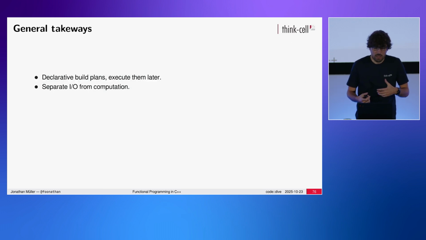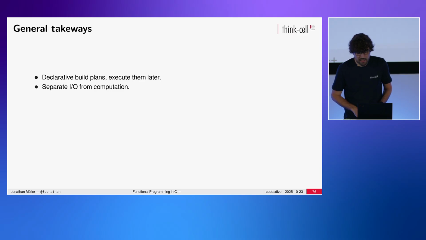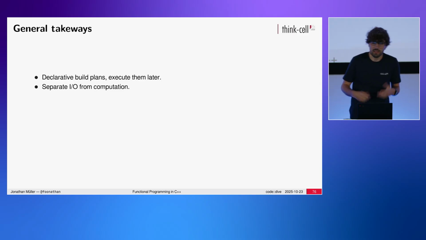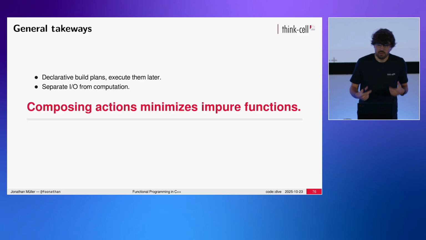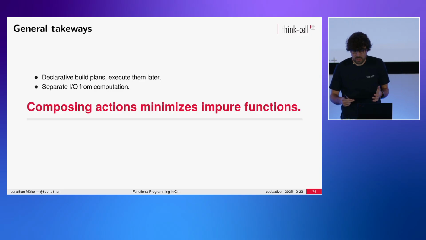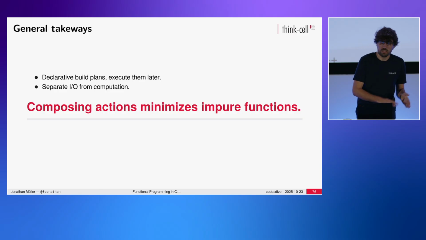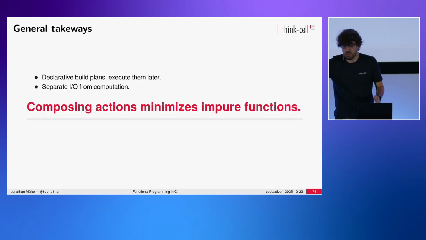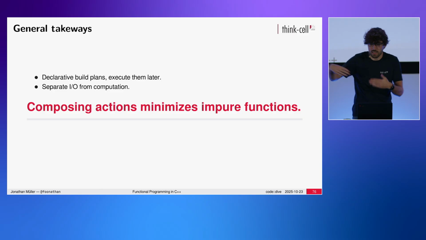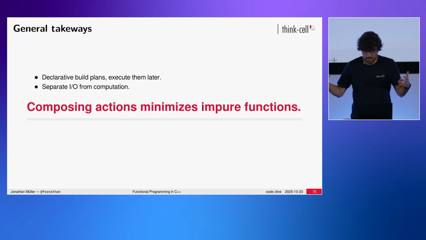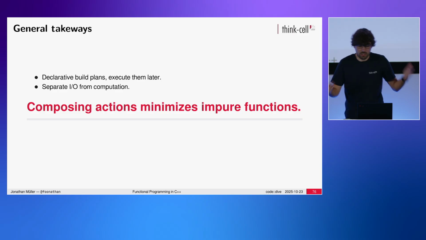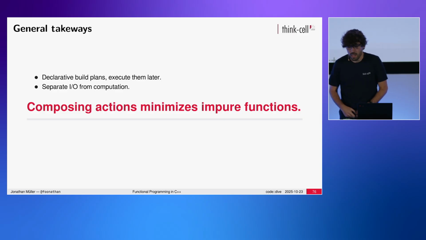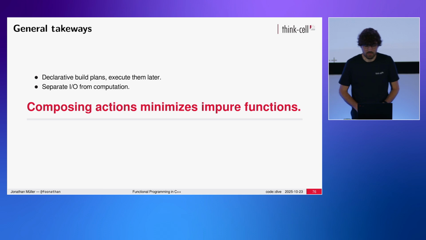So here we declaratively build plans and execute them later. And this allows us to separate I/O from computation. And that way we minimize impure functions, because we just have these pure functions that manipulate actions and move the execution of them to some later code that then is actually impure. And again, this allows us to swap out the scheduler. This allows us to swap out the I/O actions and write declarative code that is still very easily testable.